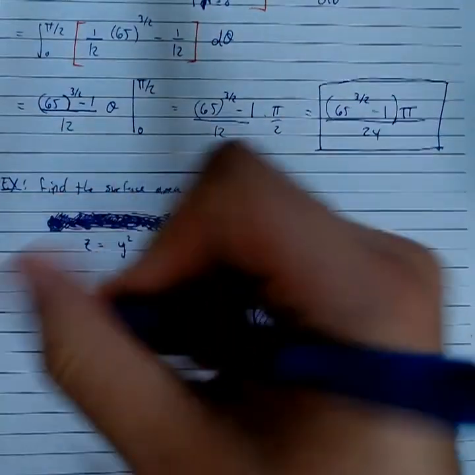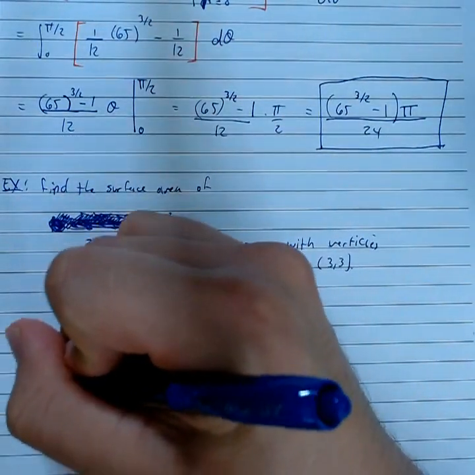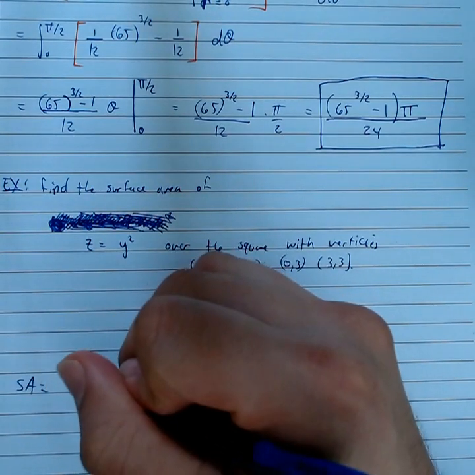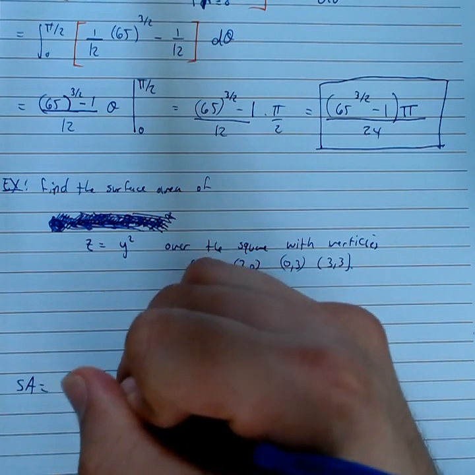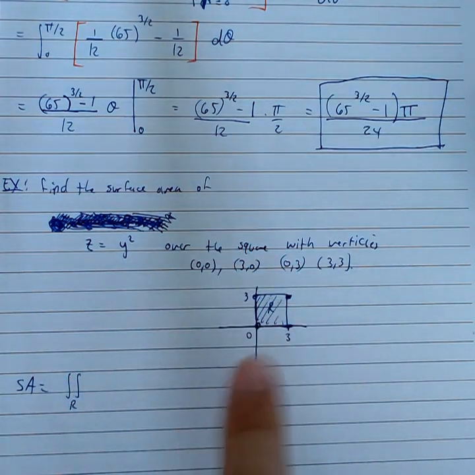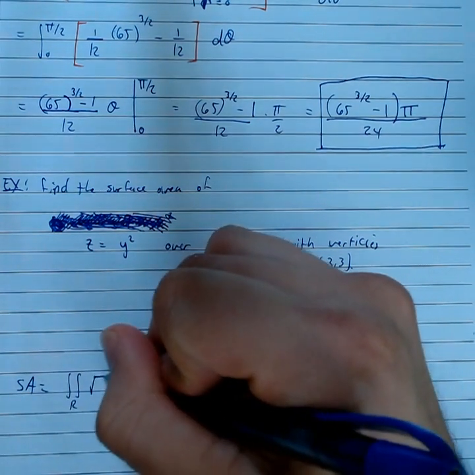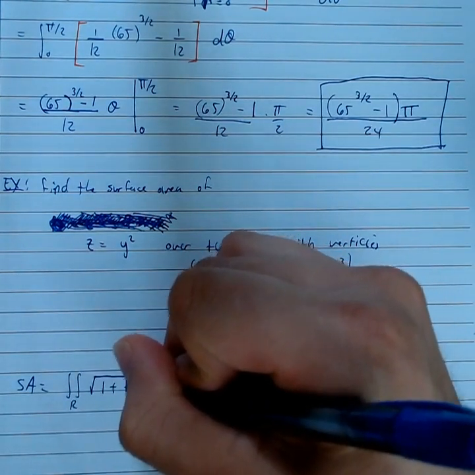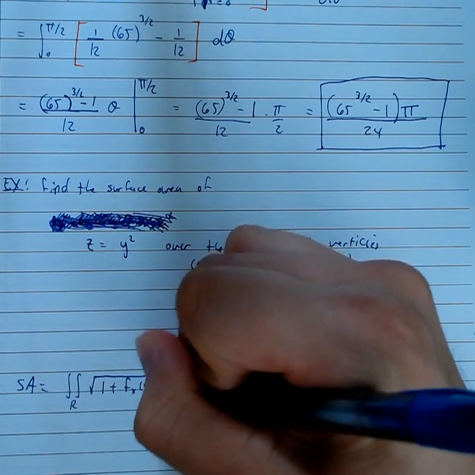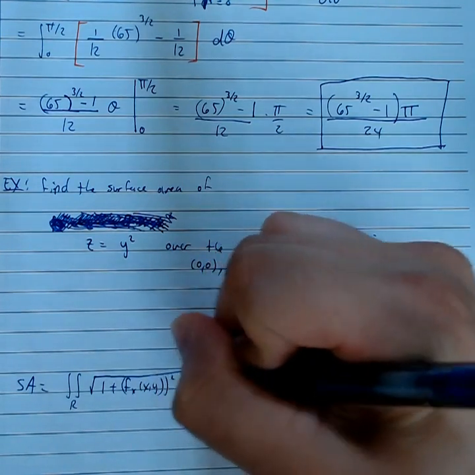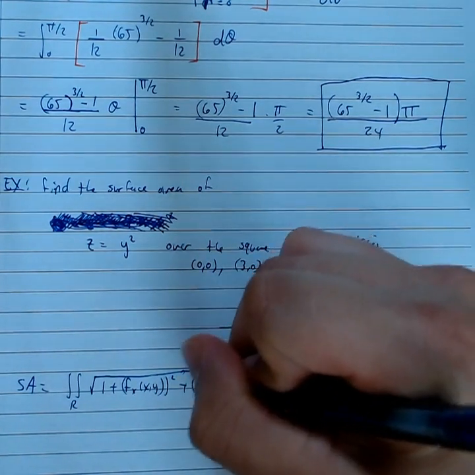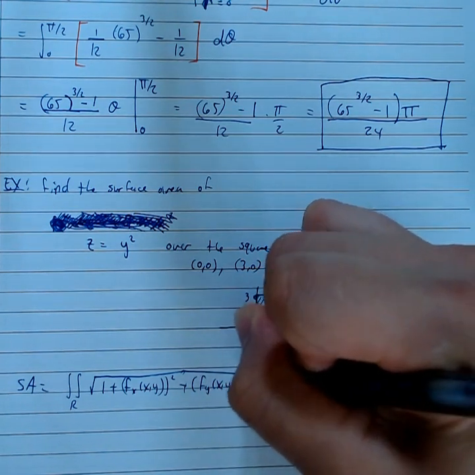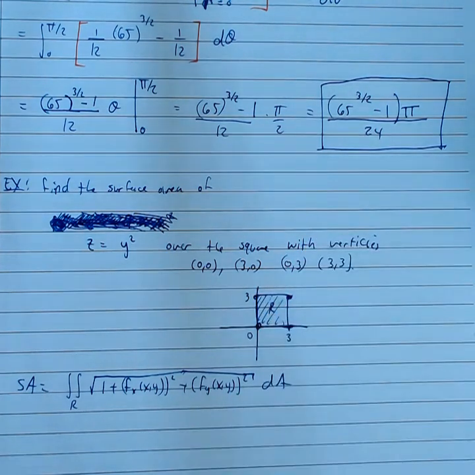All right, so we know that our surface area, and here I'll write SA for surface area, is equal to the double integral over the region R, which again, that'll be trivial to describe in just a moment, of the square root of 1 plus f sub x at x comma y quantity squared plus f sub y at x comma y, again quantity squared, dA.